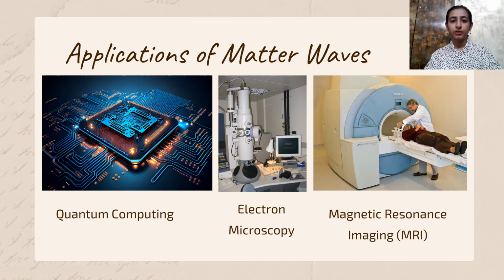Next, we have electron microscopy. In electron microscopy, matter waves, especially electron waves, are utilized to overcome the limitations of traditional light microscopy. Electrons have much shorter wavelengths than visible light, allowing for high resolution in imaging. Last, we have MRI. MRI relies on the behavior of atomic nuclei in a magnetic field.